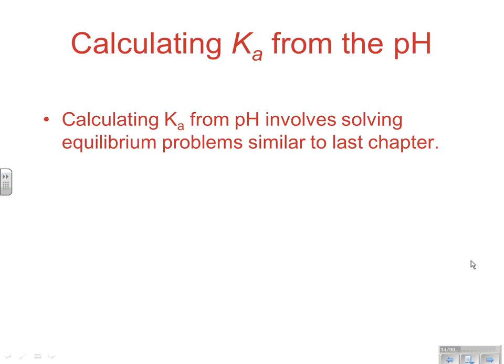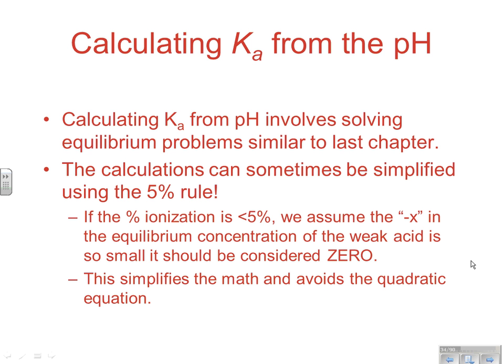Now, doing Ka problems. The first type of problem you need to be able to do is calculate the Ka if you're given a pH for some sort of equilibrium reaction. This is actually going to be similar to equilibrium problems we did last chapter. So one of the first types of mathematical calculations that you need to be able to handle with weak acid chemistry would be calculating the Ka if you have a pH.